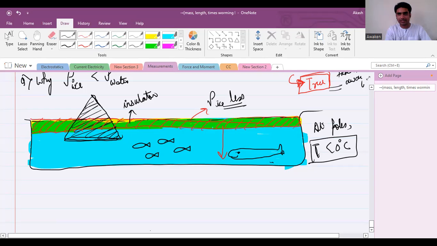The density should... I'm getting confused. If we cool it below 4 degrees, the density should decrease so that ice floats on the top. Yes. Okay, don't worry, it will take a little time, but if you go through whatever we have studied, you'll be able to understand. Yes, so this is all about density.